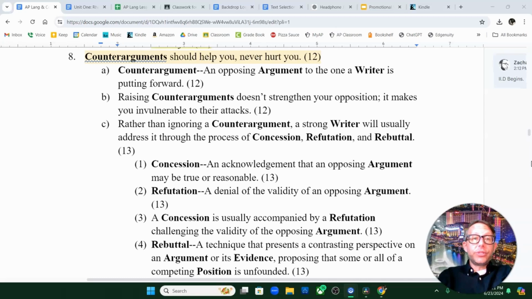So that's what we're getting into today with lesson 2D, and I'm going to dive in and hopefully make some sense of all of this. So keep in mind, first and foremost, that counterarguments should help you, never hurt you.